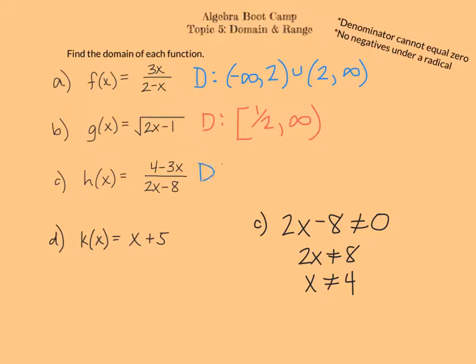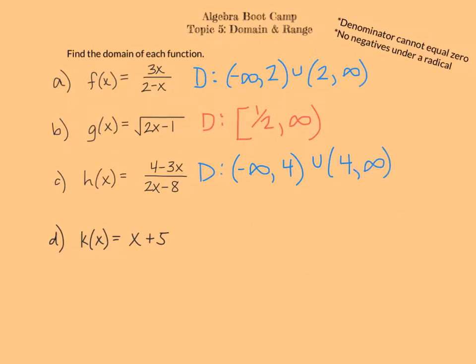So this is really going to look just like the answer in part A, except we're excluding 4 this time. So we can go from negative infinity to 4, but not include it, union 4, not including it, to infinity.